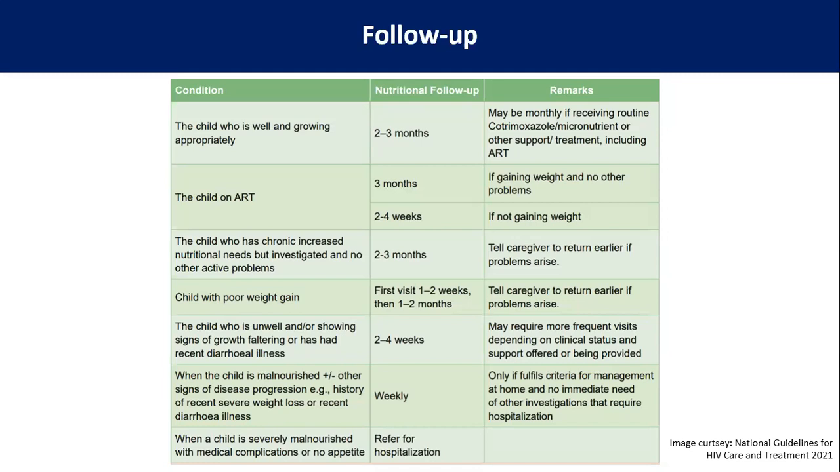When the child is malnourished with or without other signs and symptoms of disease progression, for example a history of recent severe weight loss or recent diarrheal illness, then we need to follow up weekly. If the child fulfills criteria for management at home, then we follow up; otherwise, we need to admit the patient for proper investigation and intervention. When a child is severely malnourished with medical complications or no appetite, the patient needs to be referred to the hospital for inpatient treatment.